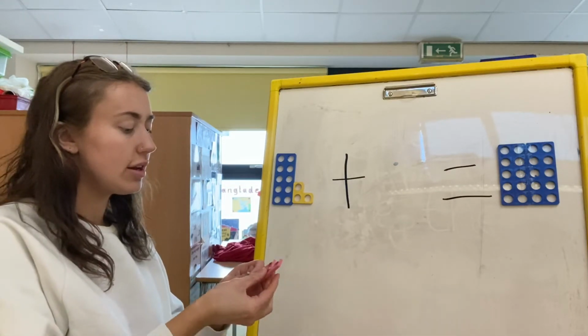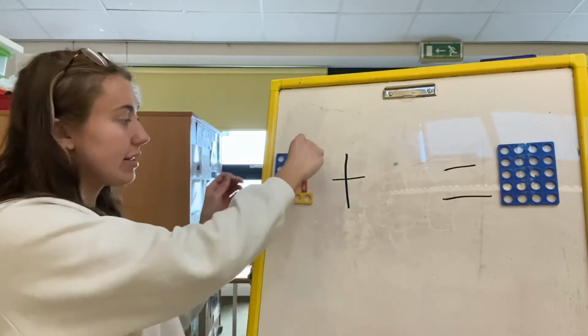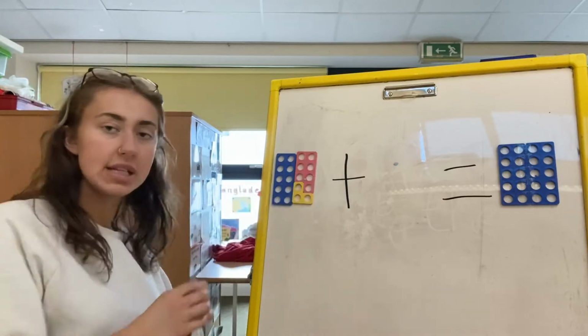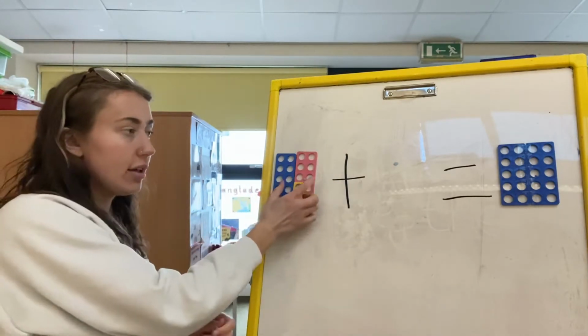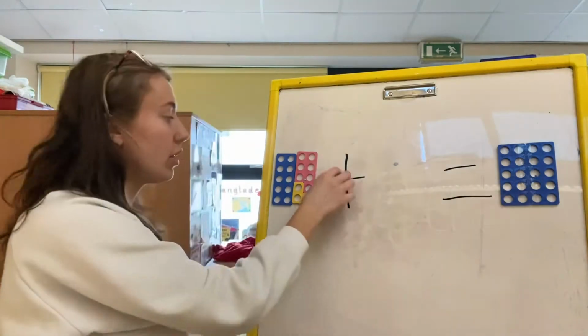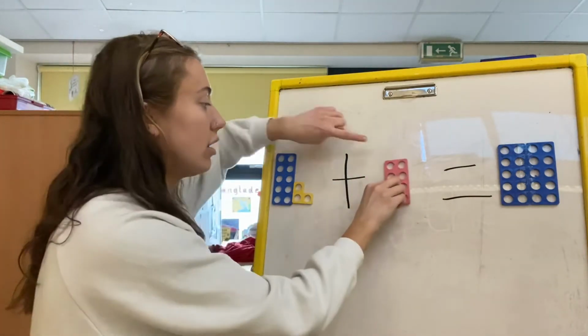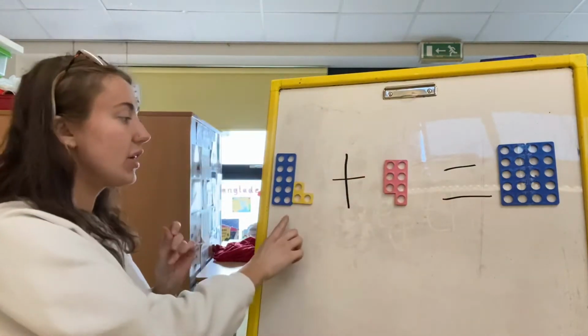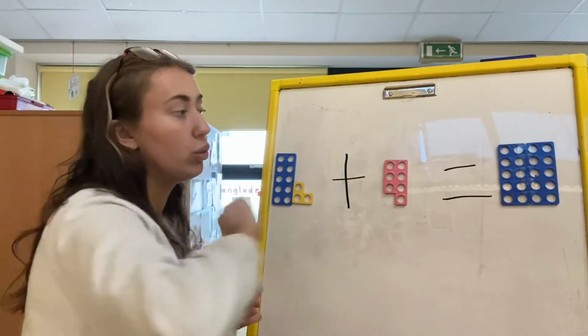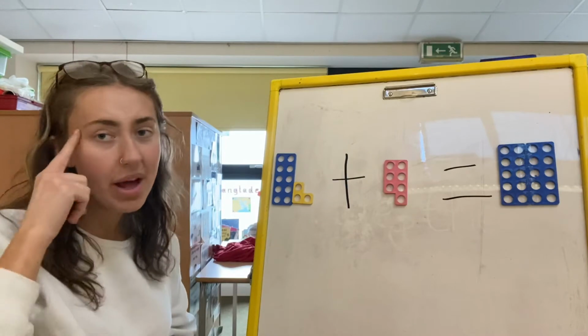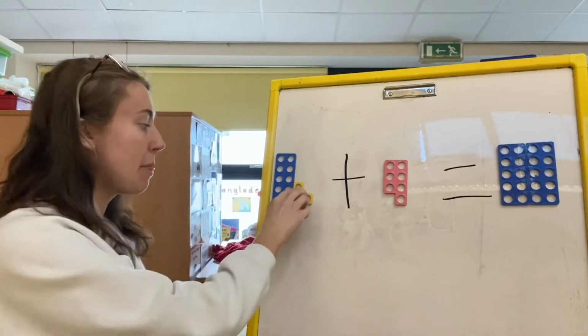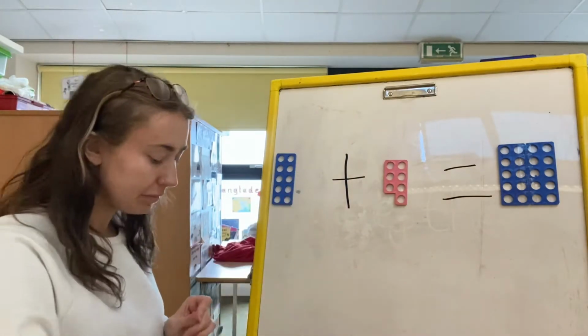Let's just show it like this. We can see that that fills the gap to make the same shape as this one. So if I put our 7 here, then we have 13 and 7 equals 20. So we know our number bonds to 20, don't we? Let's just do one more.